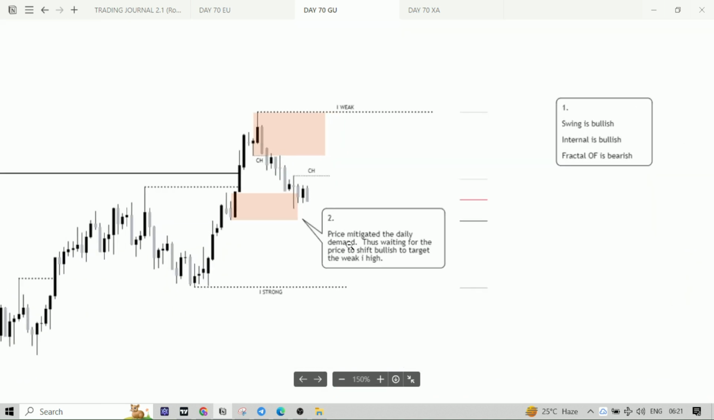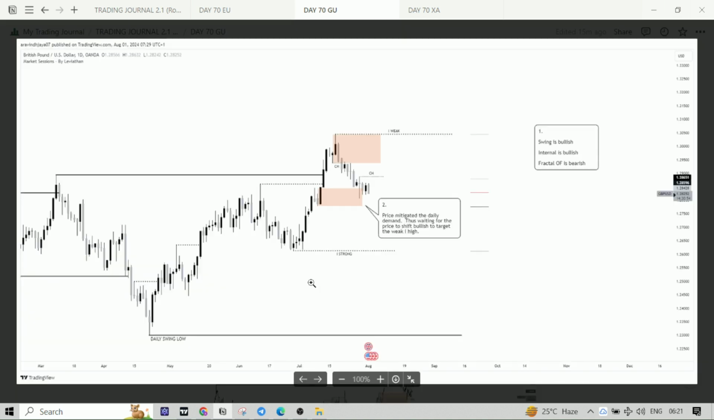Price mitigated the daily demand, thus waiting for the price to shift bullish to target the weak internal high, or it can shift bearish to signal that this sell side liquidity will be raided. So I didn't add that point. So actually, it is what I should have had in my mind.